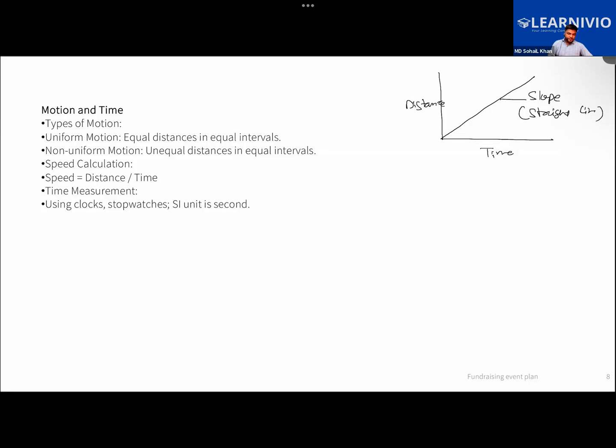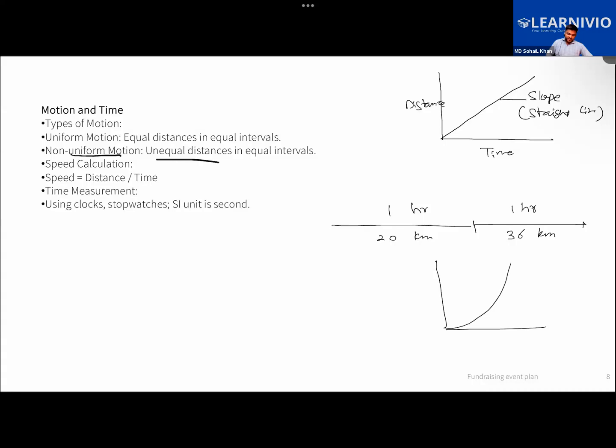Right, Priyanka? Then, in the case of non-uniform motion, we learned that unequal distances are traveled in equal intervals of time. Suppose in the first hour of the journey, a car traveled a distance of 20 kilometers, and in another hour, the same car traveled a distance of, let's say, 36 kilometers. So unequal distances are traveled in equal intervals of time, which is the case of non-uniform motion. When we drew the graph for this, we obtained a curved line graph where the slope was curved.